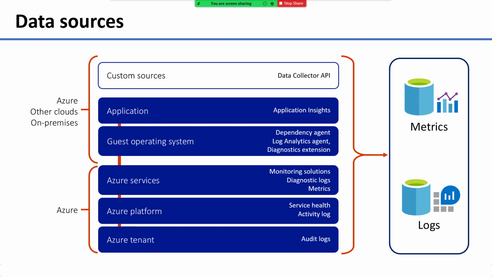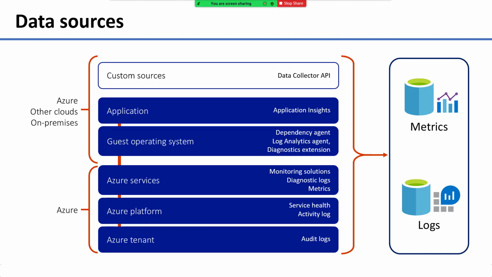So there are various data sources. You can see the types of data sources and the monitoring capabilities which can be used to monitor that data source. As I said, your data sources can generate logs either in metric or in log format, or they can generate both types. If you are going to collect custom source data, then you have to use the data collector API, meaning either the REST APIs or the SDK.